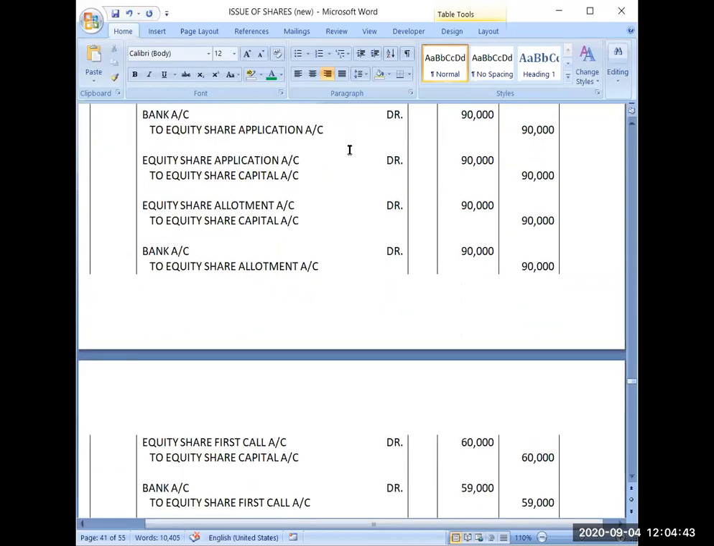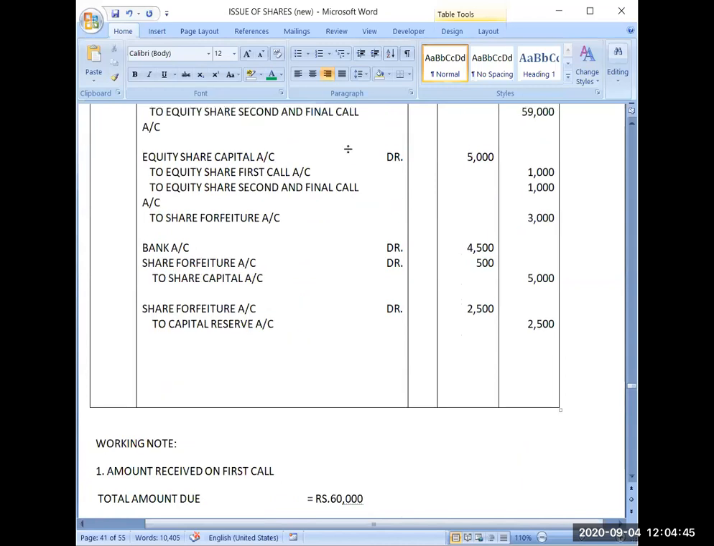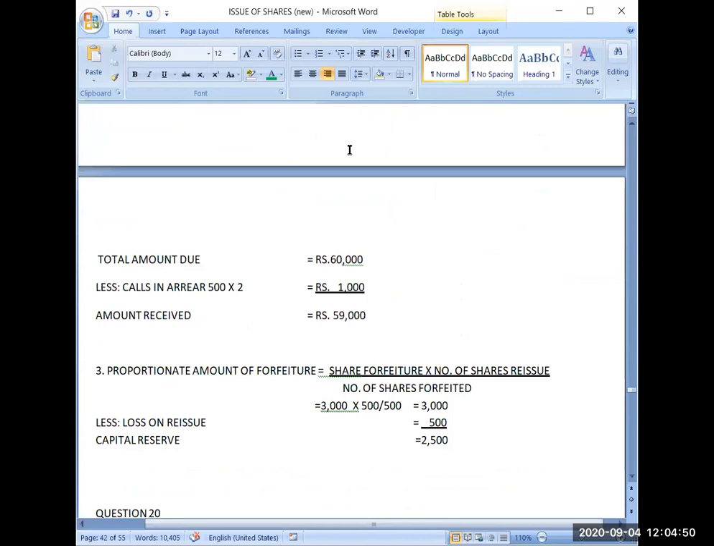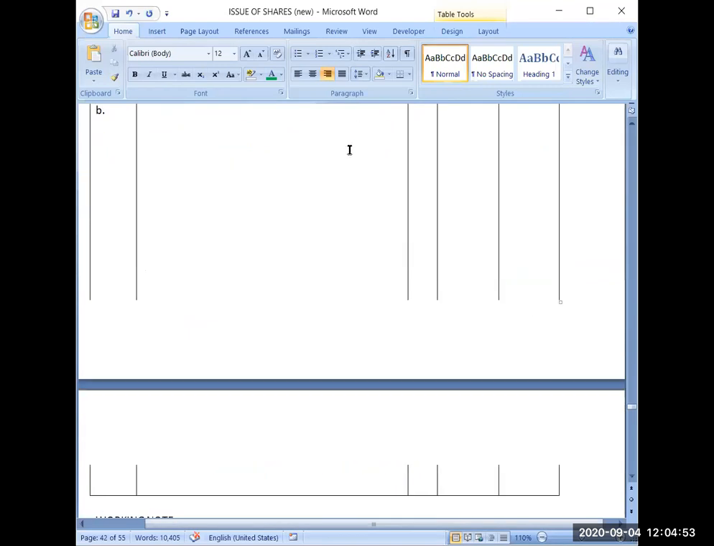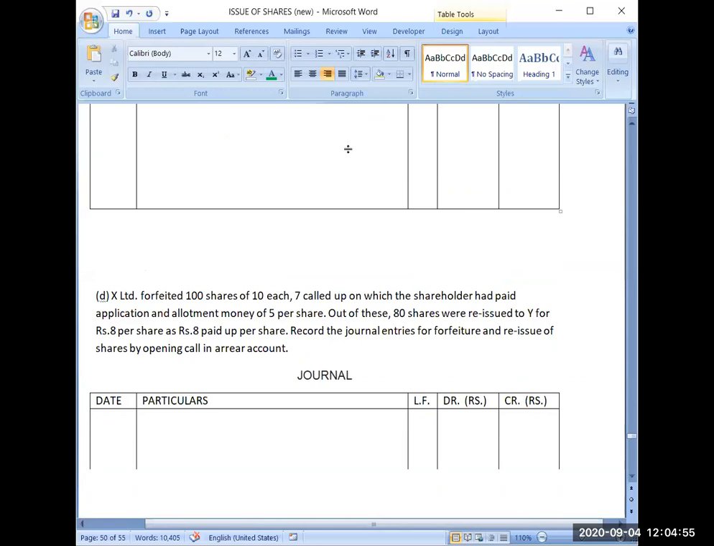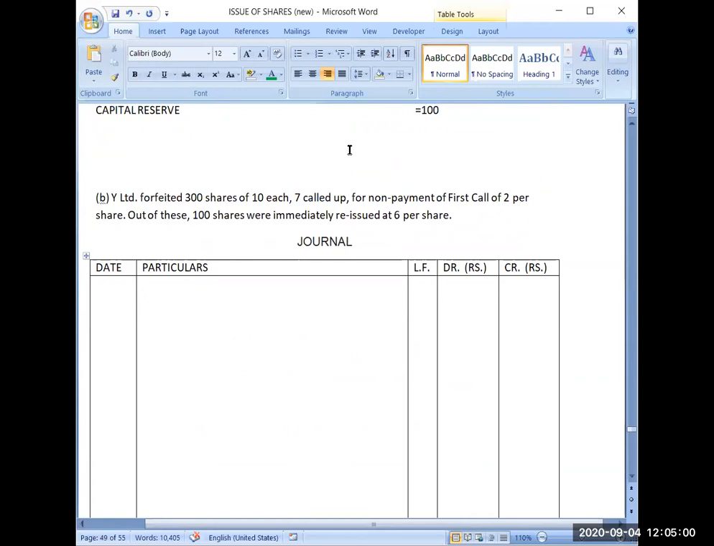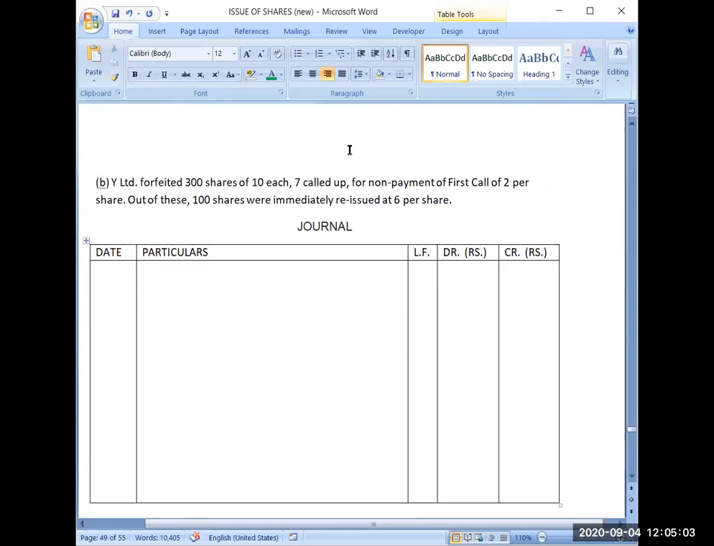And now you have videos also for watching again and again what we have discussed. Okay, tell me its capital reserve. Those who can send me the entry for forfeiture only, send me the entry for forfeiture. Those who are able to answer only for reissue, send me the answer for reissue.